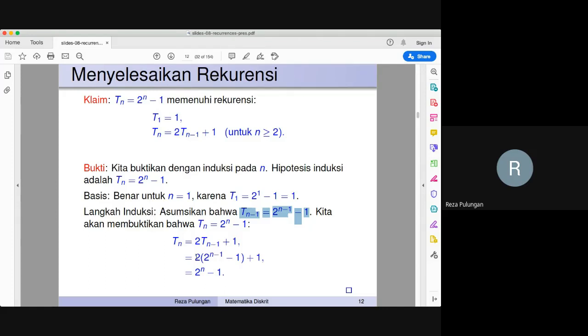But there is also a catch here. This must be minus twice minus 2 and then plus 1. So the final result is 2 to the power of n minus 1. So this is basically proved. We have already proved by induction that Tn is equal to 2 to the power of n minus 1. Okay, let's continue.